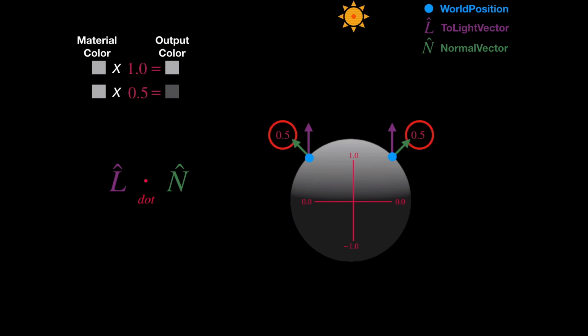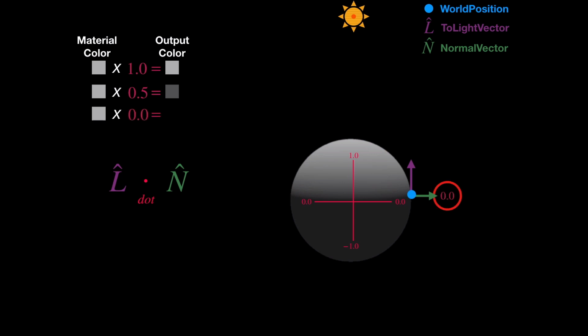Now say we have that same material color, and we're multiplying it by the scalar 0.5. We're going to get about half that color back. It's going to be a lot darker. And if we jump down to where the light vector and the normal vector are perpendicular to each other, well, when two vectors are perpendicular, we get 0. We get the value 0 back. And if we multiply our input material color by 0, we're going to get nothing back. It's going to be 0.